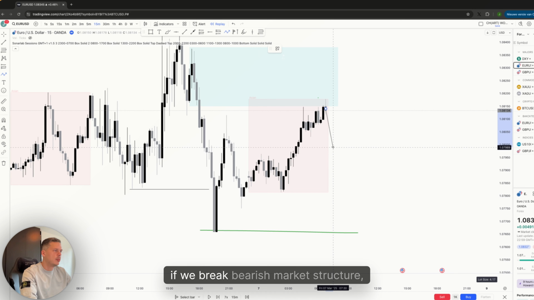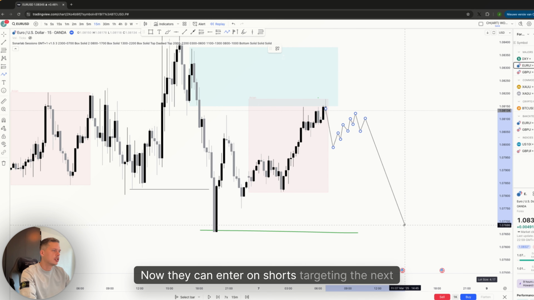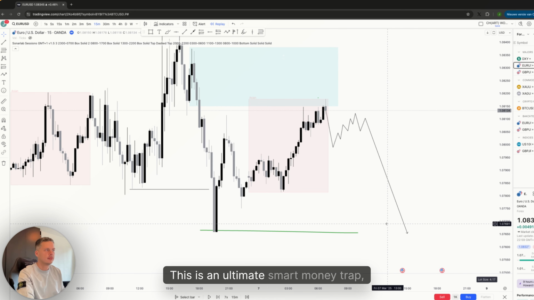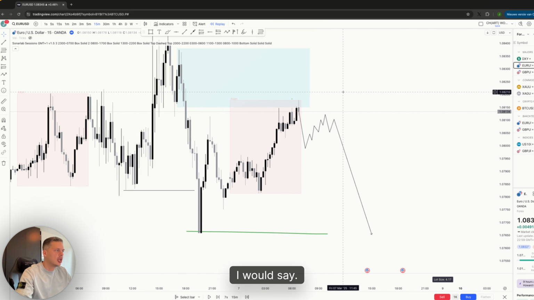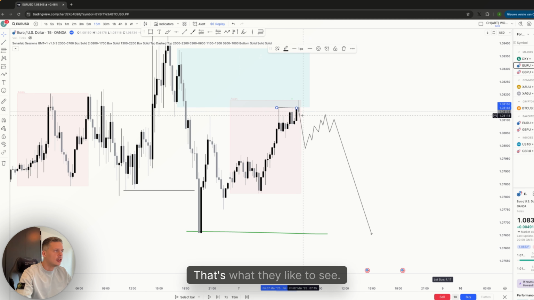Well, if we break bearish market structure, 1 minute stepping up, for example, coming into that last POI, breaking bearish, now they can enter on shorts, targeting the next low, right? This is an ultimate smart money trap, I would say. Why? We do have a buildup of liquidity over here. That's what they like to see.